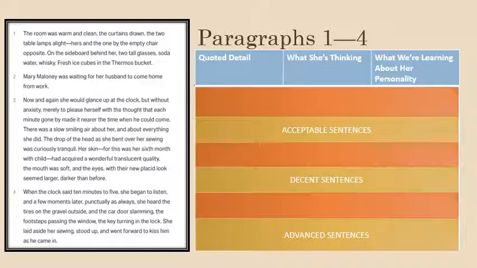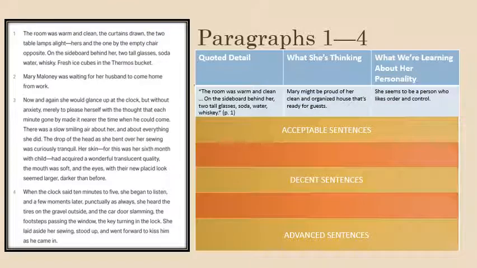So let's start with a detail from paragraph 1. I picked this as a detail from paragraph 1. It says the room was warm and clean. On the sideboard behind her, 2 tall glasses, soda, water, whiskey. I picked that out because it tells us about the room that she's inhabiting. It also helps me wonder what she might be thinking at this moment. When I think of this warm, clean room with these drinks set out, I think Mary might be proud of her clean and organized house that's ready for guests.